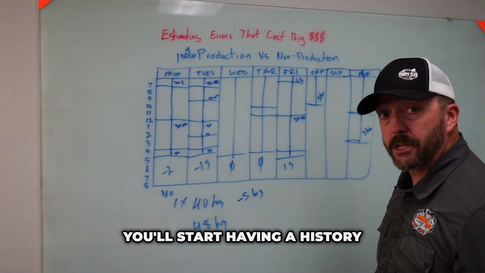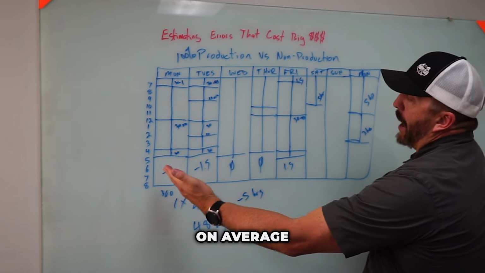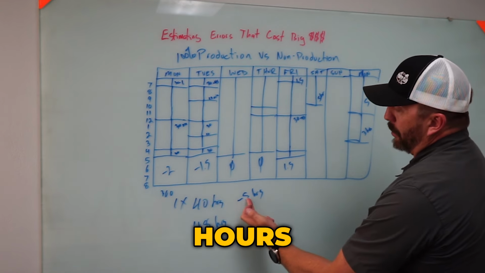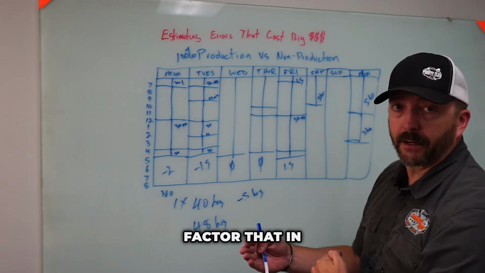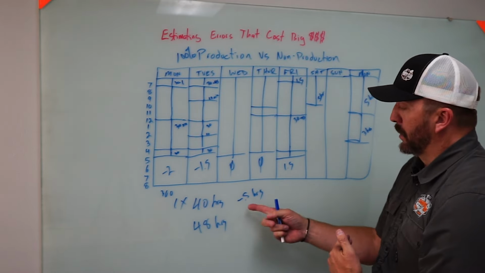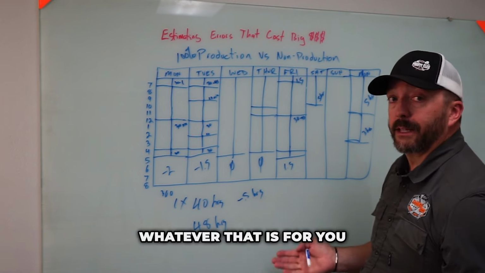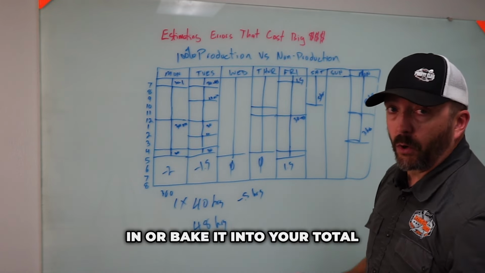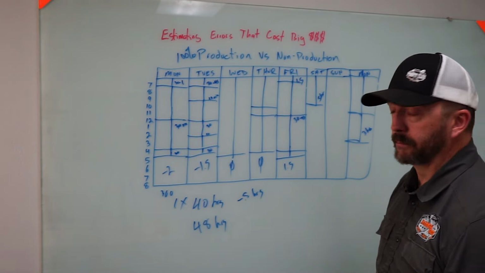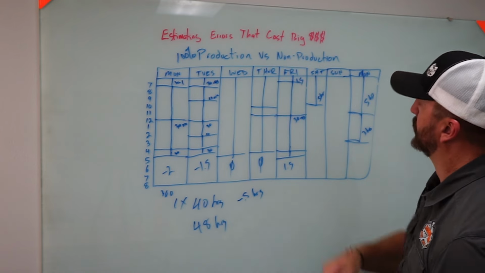You can start to come up with averages based on the more jobs you do. You'll start having a history of saying, on average, we spend 5 hours per 40 hours of production time, and so we just automatically factor that in. Or it's 10 hours per 40 hours, whatever that is for you, and now you just factor that in or bake it into your total production time when you're estimating.